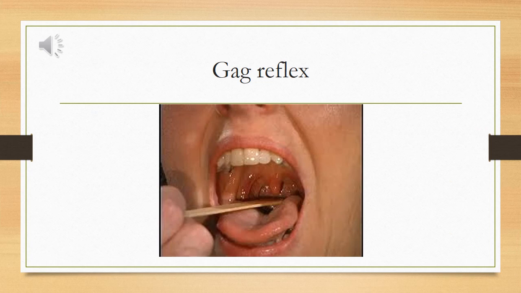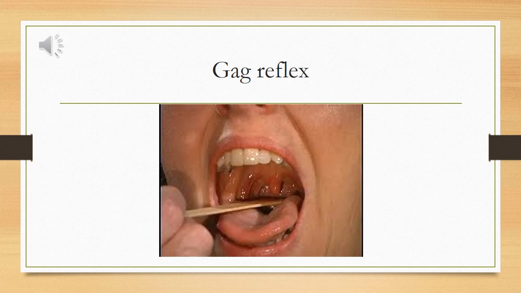Now going to the gag reflex. The afferent nerve is the glossopharyngeal nerve, and the efferent is the vagus nerve. And you can do that, as you all know, by touching the posterior wall of the pharynx while the patient is opening his mouth, and this will cause the gag reflex.